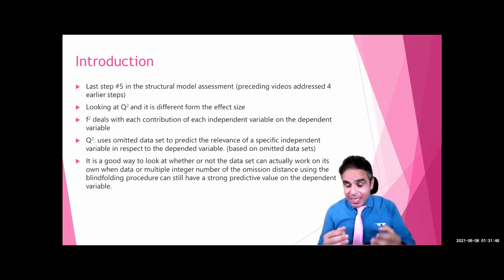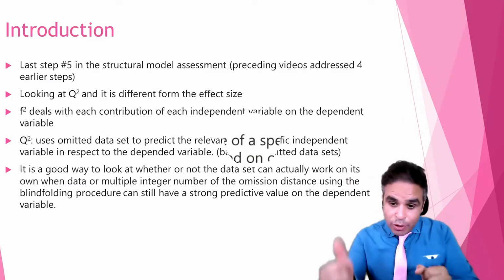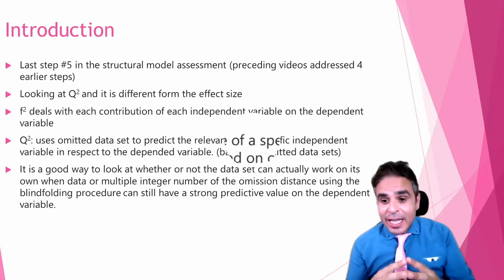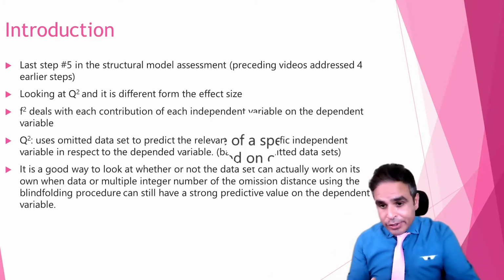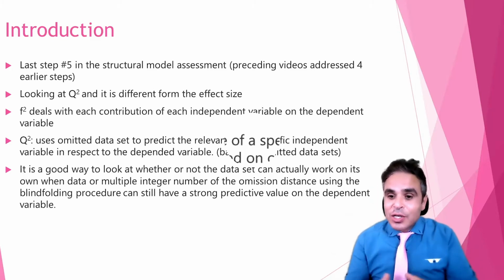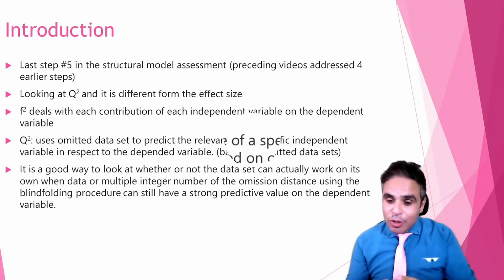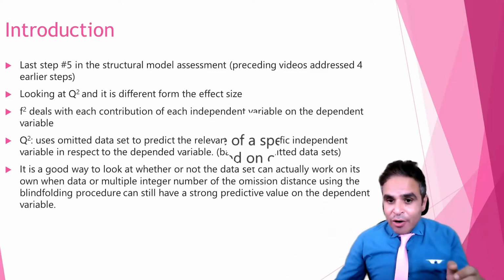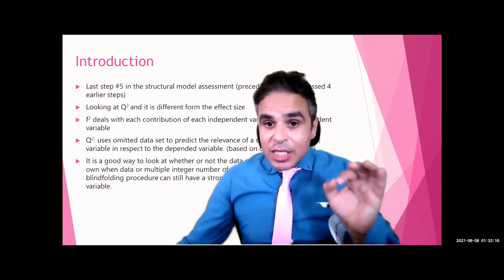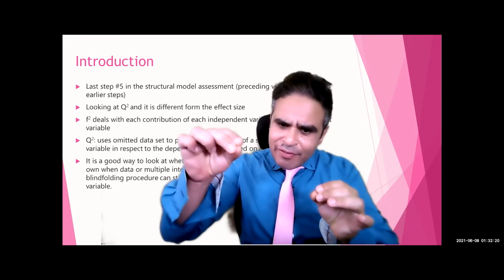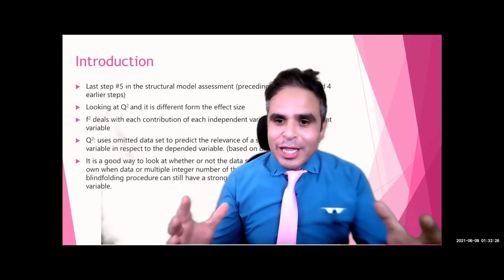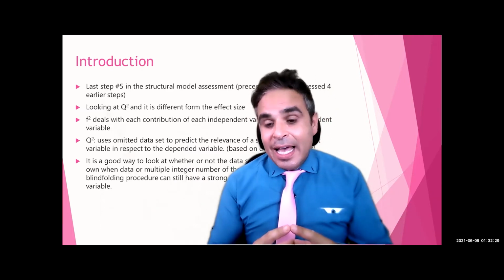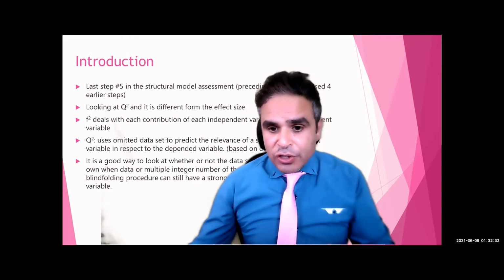So the same as we did in the calculation of f squared, and you can go back to video number 15, we included a variable and got r squared, then removed that variable and got r squared excluded. Okay, we had r squared included when all the variables are included, and then r squared excluded when we remove that variable, just to check the impact on r squared. And we end up calculating the f squared.